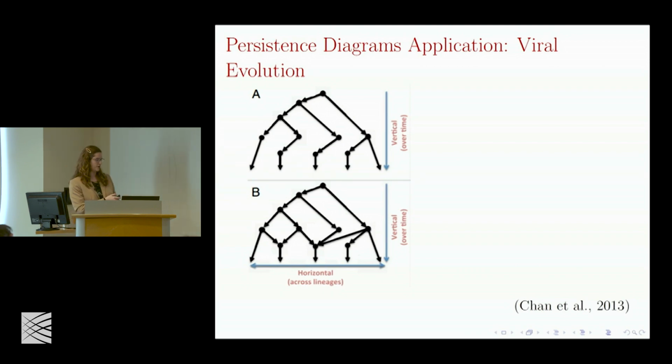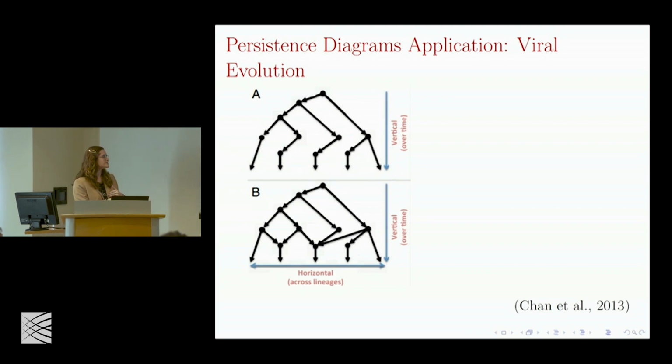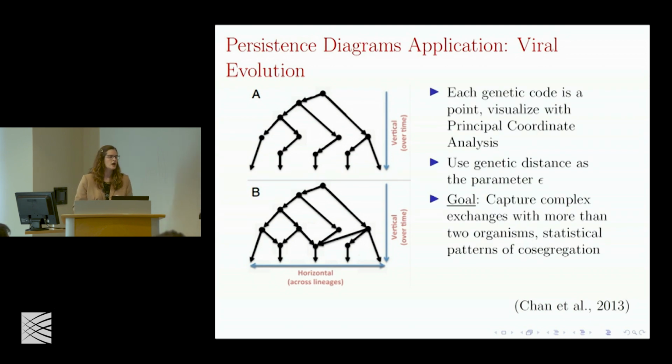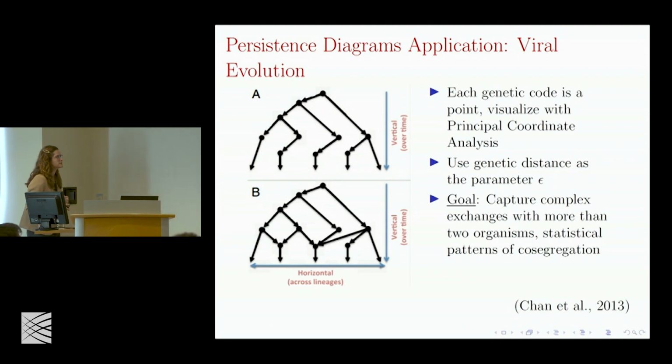I mean, yes, you can see here that we have 2 branches that come together to make a new virus, but that's kind of misleading because viruses don't mate or reproduce. So we want to say, is there some better way to capture these kinds of complex horizontal events? The idea that the authors of this paper had is that each genetic code you visualize as a point in space. They did this with a technique called principal coordinate analysis. And then they used a genetic distance as their parameter. Their goal is to hopefully capture the complex exchanges with more than 2 organisms or viruses.